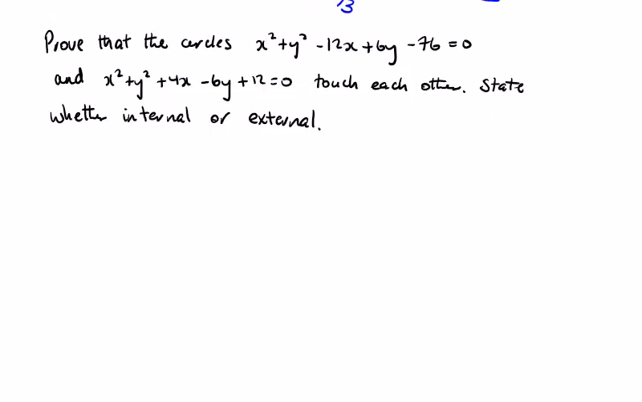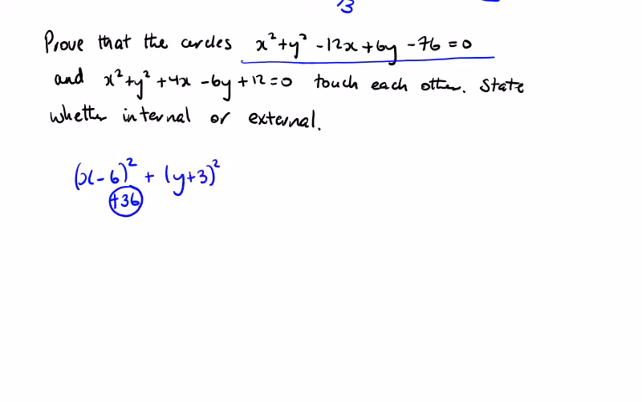In this question, you're asked to prove that these two circles touch and state whether it's internal or external. So let's take circle 1. We're going to have x minus 6 squared to give me my minus 12x. I don't want this 36. I'm going to have plus y plus 3 squared to give me my 6y, and I don't want this 9. So I've brought in a 45 that I don't want. I have to go back to 76, so I've got to go all the way back to 76. Just add the two together and you're going to get 121, so I've got to take away 121 to balance my equation. So it equals 121. The center is 6, minus 3, and the radius is the square root of 121, which is equal to 11.